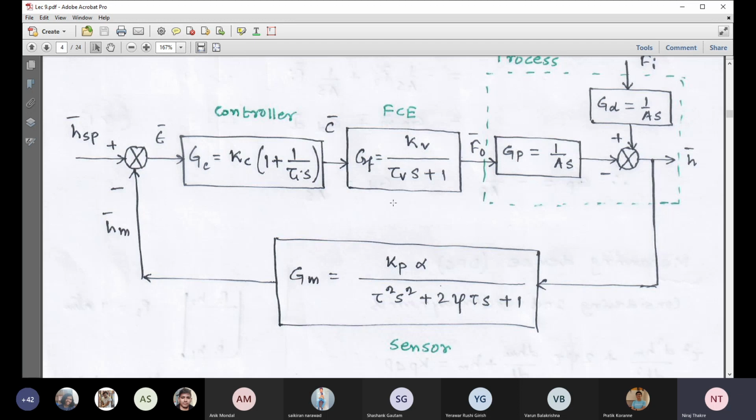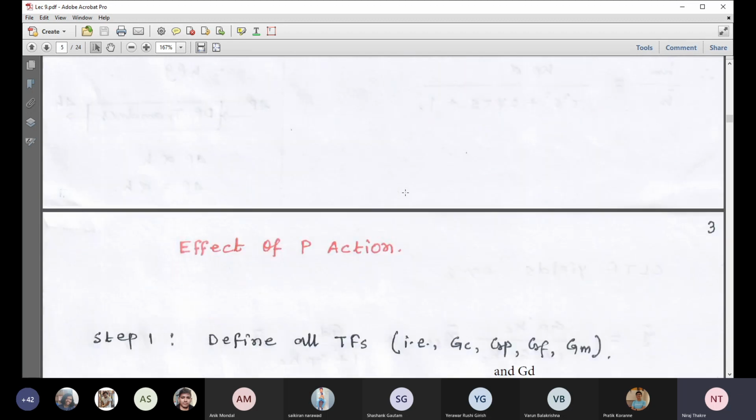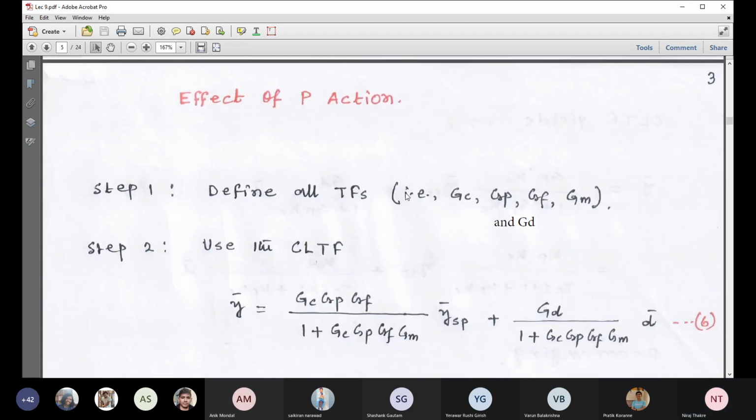What are the effects of proportional action? That we want to discuss first. What are the effects of integral action? That we want to discuss next. And finally, what are the effects of derivative action? That we want to discuss individually. Let us first discuss the effect of proportional action.